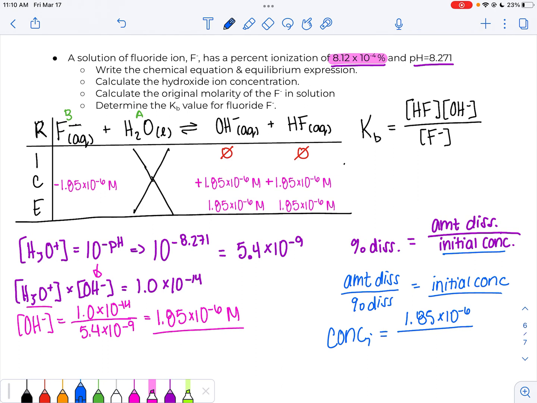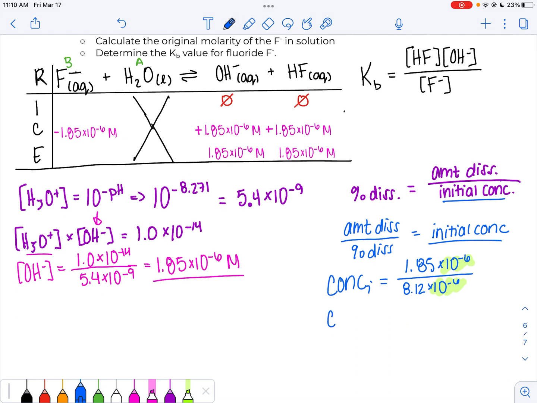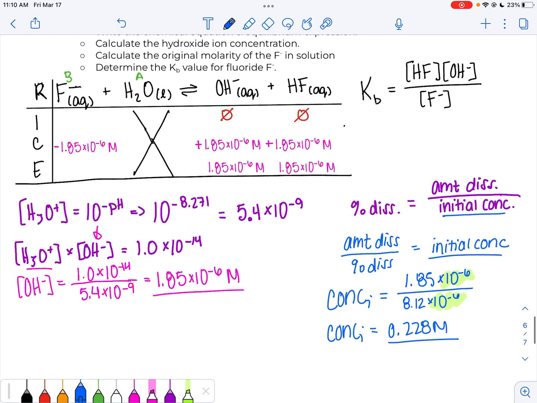But I need to convert that number to not a percentage. So I'm going to divide by 100. And when I do that, I move my decimal place over twice. So I end up with 8.12 times 10 to the negative 6th. 10 to the negative 6, 10 to the negative 6. Yes, we love when the orders are the same because then all we have to do is divide our coefficients. So our initial concentration, when we plug this into our calculator, is equal to 0.228 molar. Another number I can plug into my ICE table. My initial concentration is 0.228 molar.